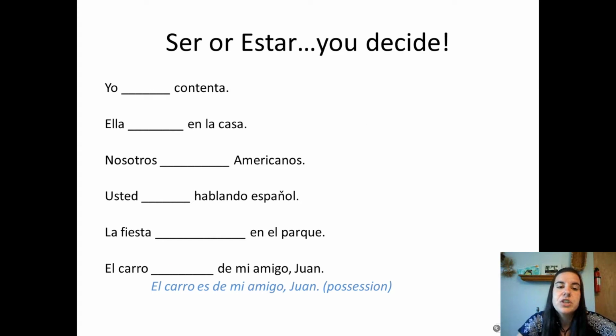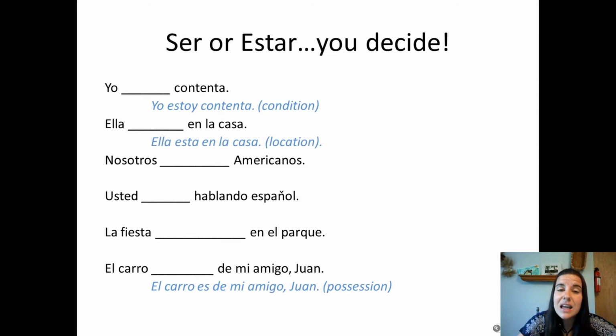So use ser or estar. You decide. Yo blank contenta. Yo estoy contenta, because it's a condition. Ella blank en la casa. Ella está en la casa. It's location. Remember, we can't take out is in this sentence and replace it with will happen at, because we would have she will happen at the house, and that wouldn't make sense. This is a location. We're going to use estar.